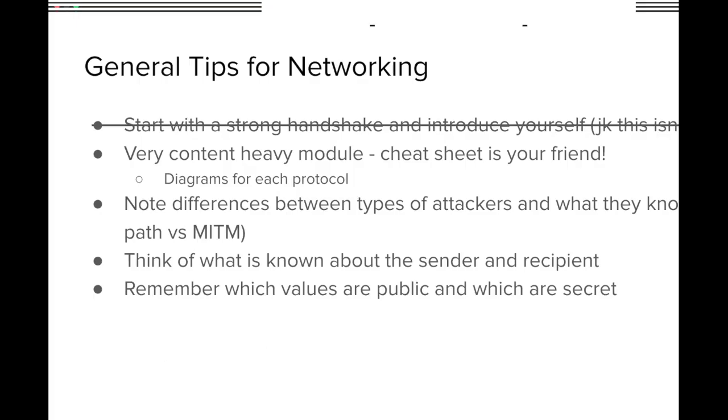So some tips for networking. Networking topics are kind of heavy, so you really need a cheat sheet to include a lot of details that you can remember. You need to understand the differences between different types of attackers and what the capabilities of these attackers are, and also think about what part of a message is known by either the sender or the recipient. And again, since we're in security, we try to remember what kind of values are public and what kind of values are secret.